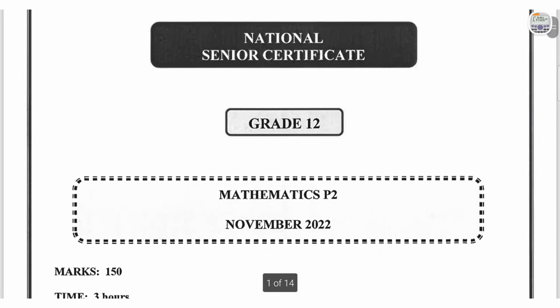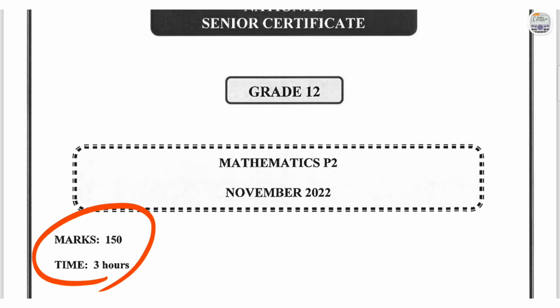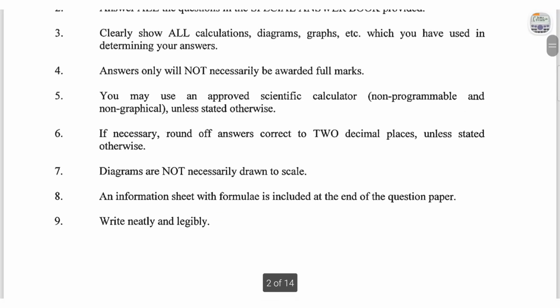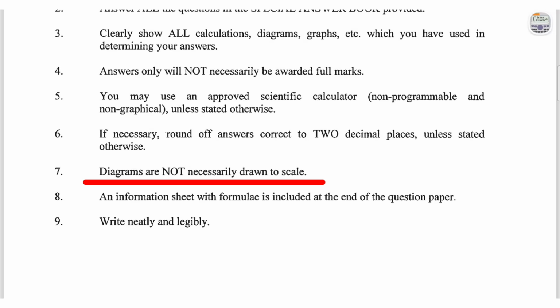In this video we'll be working on the grade 12 mathematics paper 2, and this is from November 2022. The marks allocated is 150 marks and the time is 3 hours. Looking at the instructions, just ensure that you round off to 2 decimal places unless stated otherwise, and the diagrams are not necessarily drawn to scale. With that being said, let's get into this video.